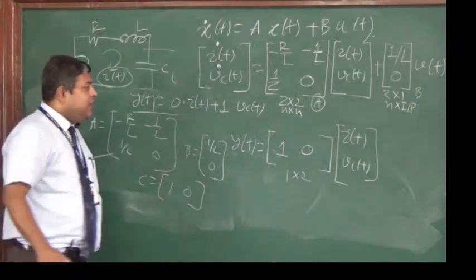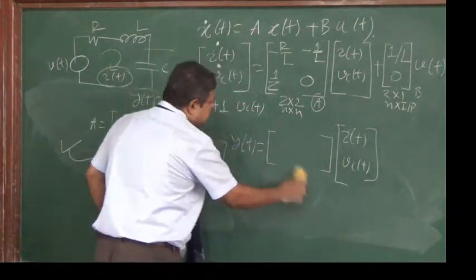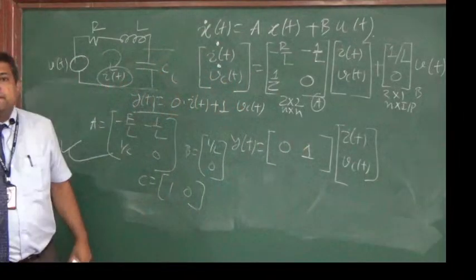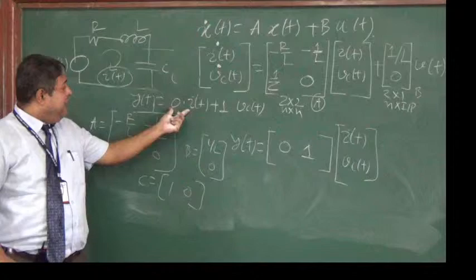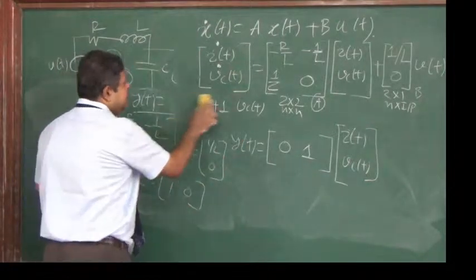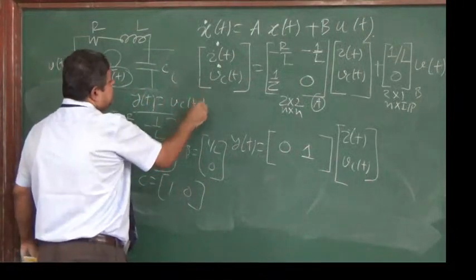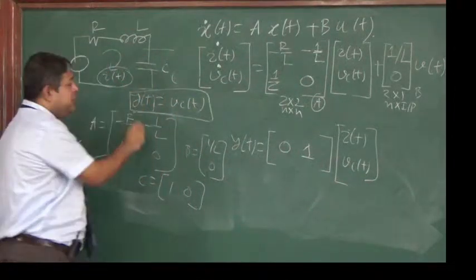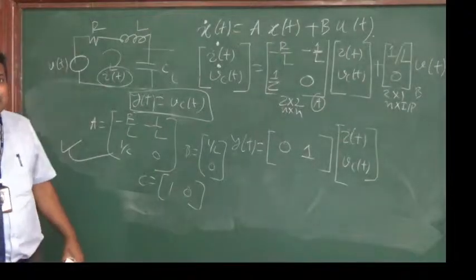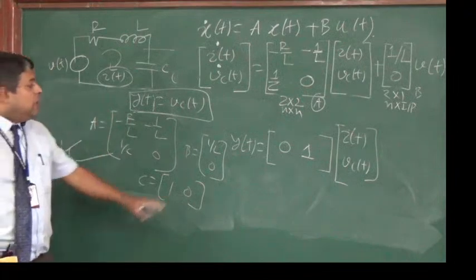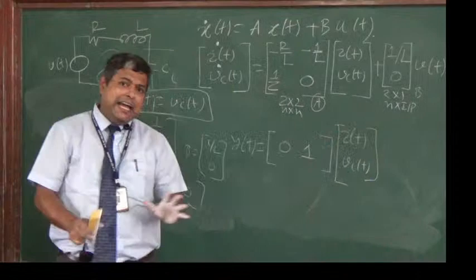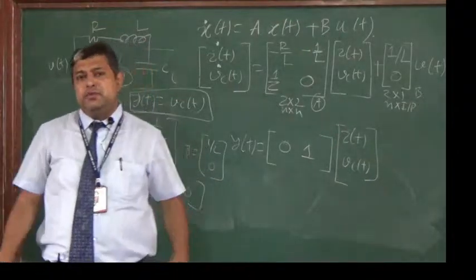So the same thing, the C matrix, instead of 1 0, what I can write is 0 1. Now I am defining the output to be not i(t), I am defining the output to be vC(t), because that output equation has to be given by the designer or paper setter. If instead of i(t) you are giving vC(t) as the output, in that case y(t) will be 0 1 of this, because I am not changing the state variables. Still i(t) and vC(t) are the variables defining the system.